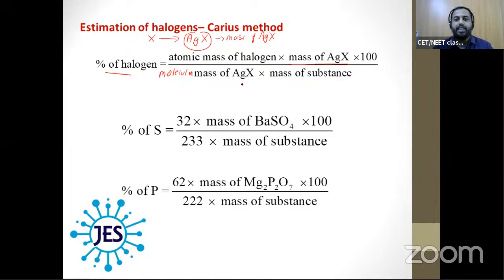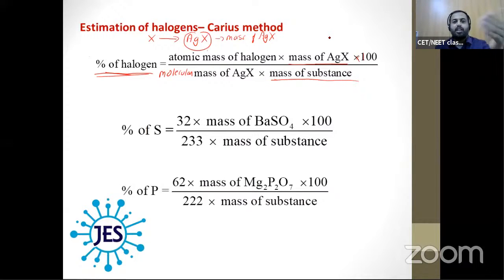Molecular mass of AgX, mass of substance. The whole thing multiplied by 100. That gives you the percentage of halogen. This is the equation for percentage of halogen. Remember, halogen is converted to silver halide. Knowing the mass of silver halide and the mass of the compound, you can find out the percentage.